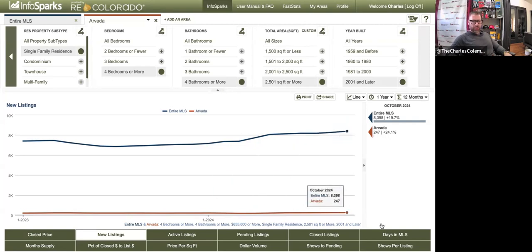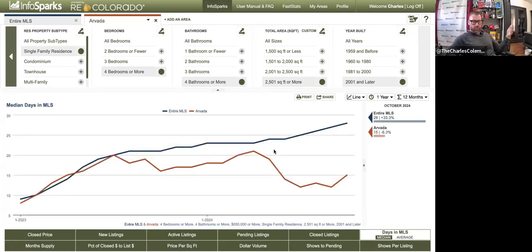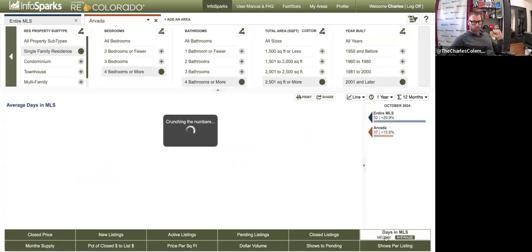We can actually do a couple cool things, right? What about days in the MLS? We talk about this a lot, about homes that are priced wrong versus homes that are priced right. And we can actually draw those conclusions in the MLS when we're talking about average or median. So let's go average, right?